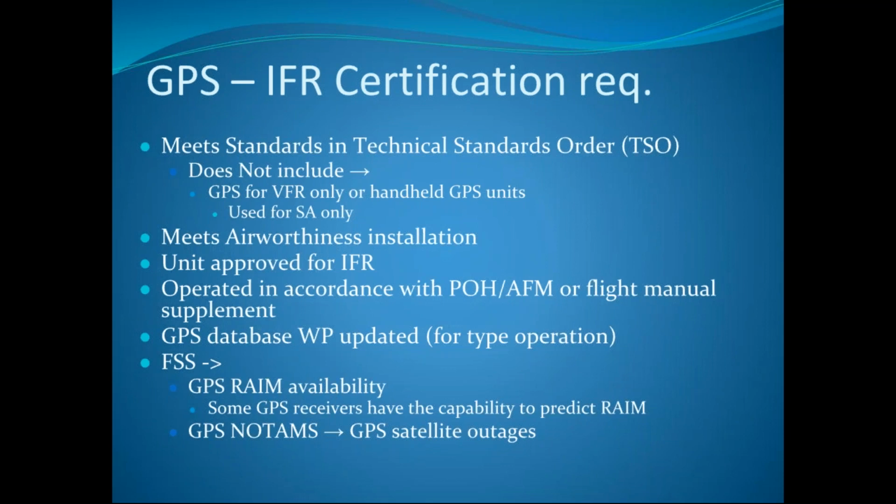So the FSS, Flight Service Station, will verify GPS RAIM availability. Some GPS receivers have the capability to predict RAIM. All of our aircraft do. GPS NOTAMs just notify us of these satellite outages. There's times where it'll just say the GPS signal may not be available, and we have to go and check and make sure that during the time of our flight, those stations that it says on the NOTAMs are actually operable.